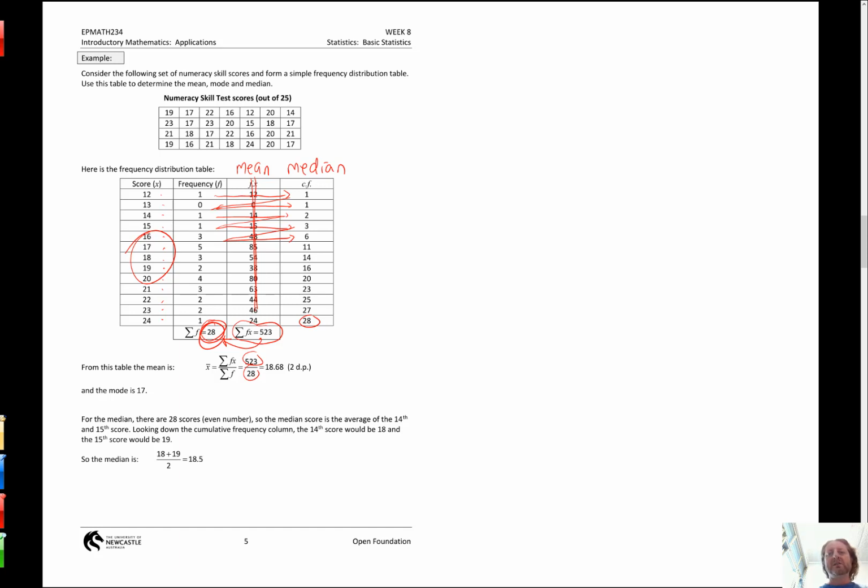So the median is, well, how many scores do we have? 28 scores. So for even scores, we said we wanted the halfway score and the next score. What did I write it to? I don't know. So I want to know what the 14th score and 15th score is.